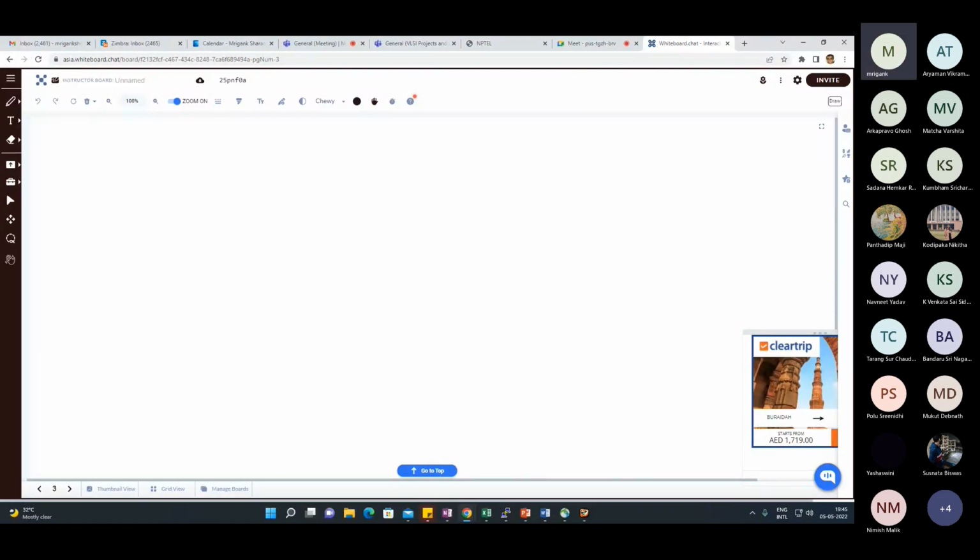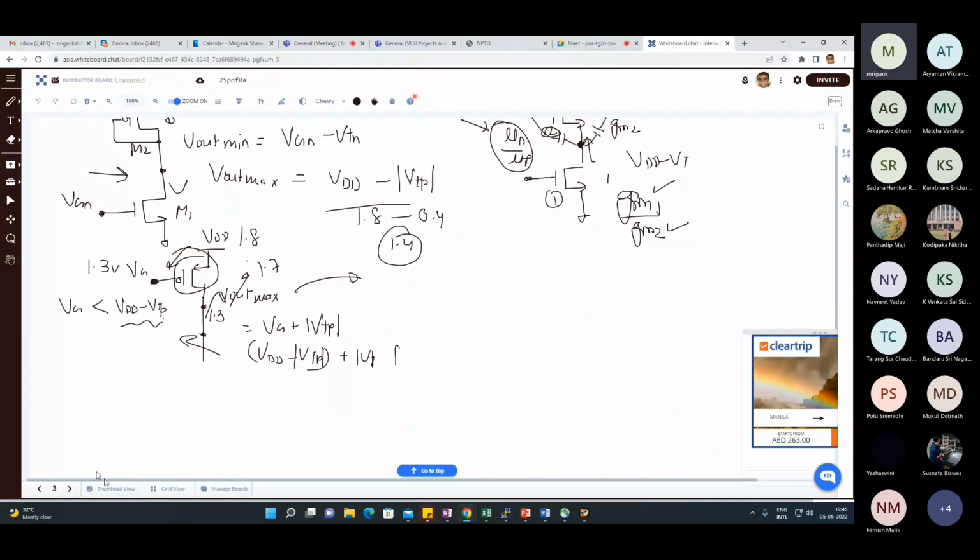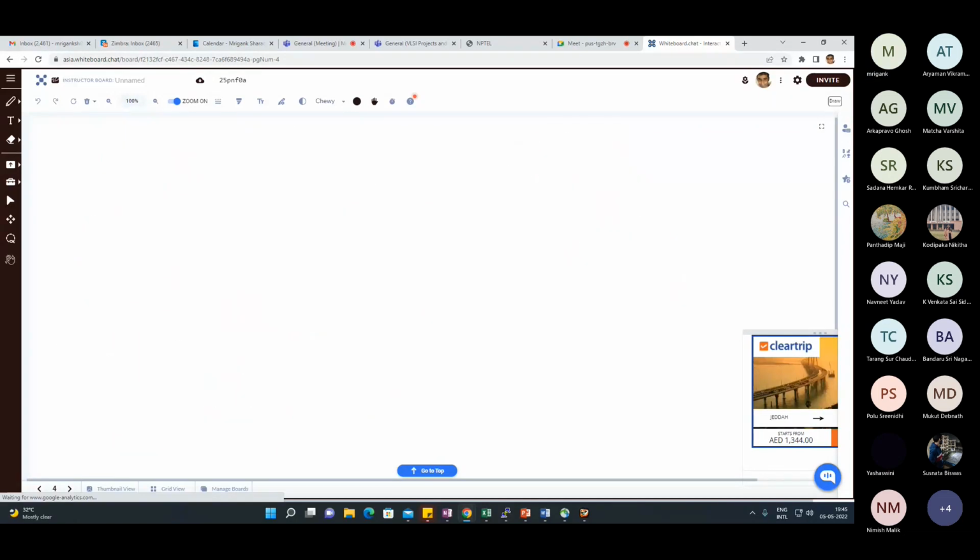The third one that I had drawn was this one. This one is also simple to analyze, not a big deal. Based on whatever we have discussed so far, you can quickly figure out what is the gain of this configuration.